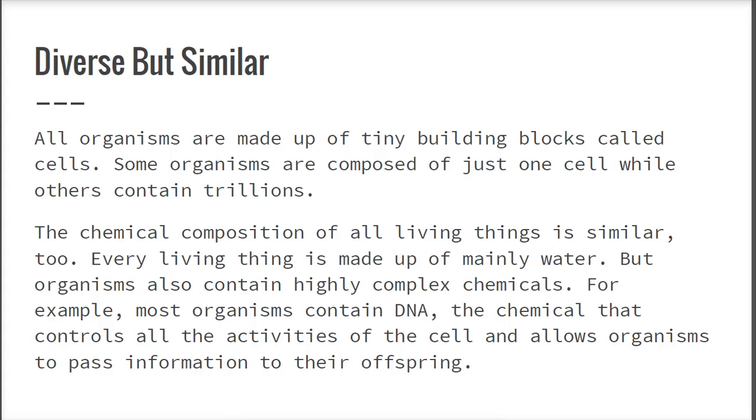The chemical composition of all living things is similar too. Every living thing is made up of mainly water. But organisms also contain highly complex chemicals. For example, most organisms contain DNA, the chemical that controls all activities of the cell and allows organisms to pass information to their offspring.